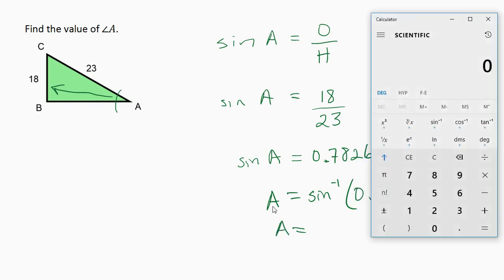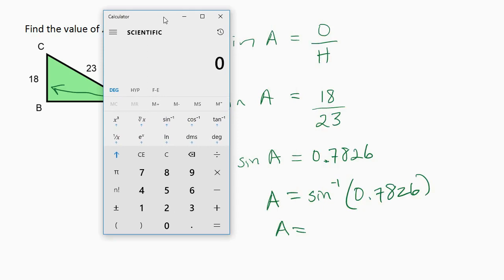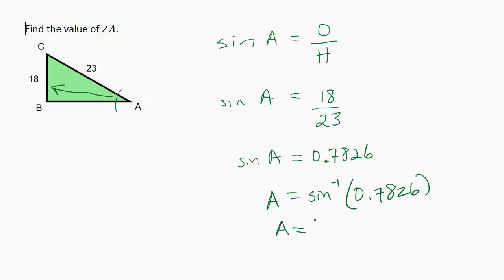So we'll bring up the calculator, and we'll go 0.7826, and we'll hit our sine -1 button, and it will tell us 51.4992. We're going to round this, because it's our final answer, to 51.5 degrees. So this is our answer, this is our degree, 51.5 degrees. I'll write that down. A must be 51.5 degrees.